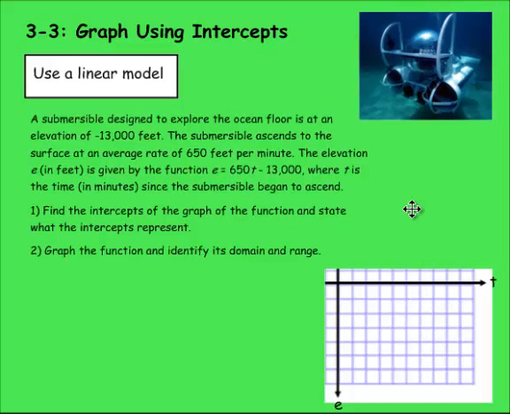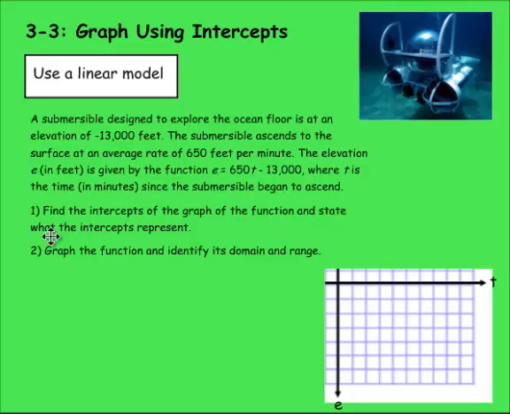This one's going to take us a little while longer, so we have to use a linear model to solve this. So a submersible, what we have over here, designed to explore the ocean floor, is at an elevation of negative 13,000 feet, so it's below sea level. The submersible ascends to the surface at an average rate of 650 feet per minute. The elevation E, in feet, is given by the function E equals 650t minus 13,000, where t is the time in minutes since the submarine began to ascend.